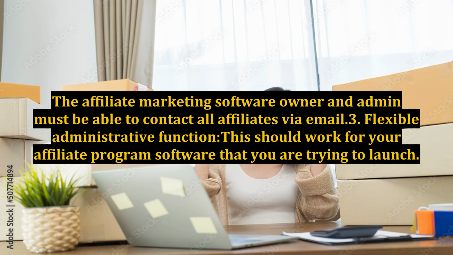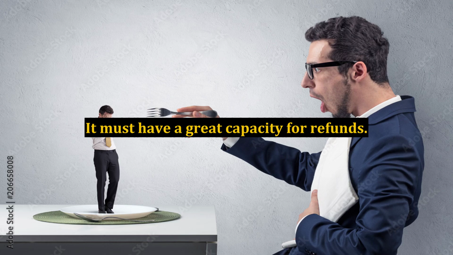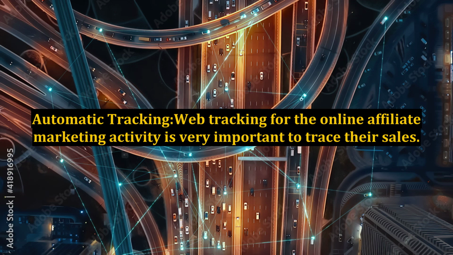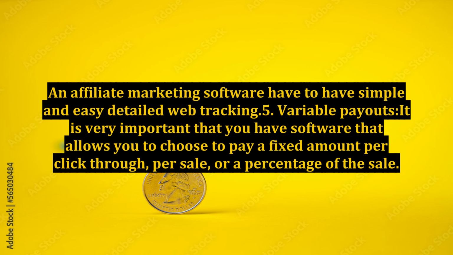3. Flexible administrative function. This should work for the affiliate program software that you are trying to launch. It must have a great capacity for refunds. It should print you monthly commission reports. 4. Automatic tracking. Web tracking of the online affiliate marketing activity is very important to trace their sales. Affiliate marketing software has to have simple and easy detailed web tracking.